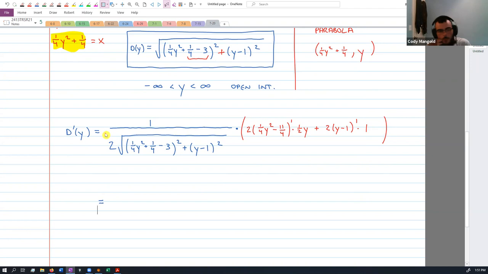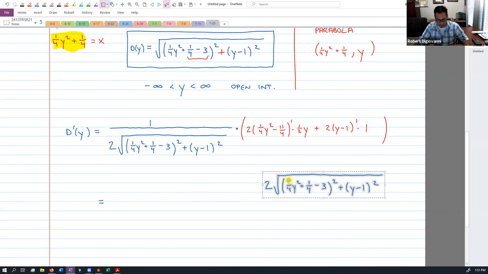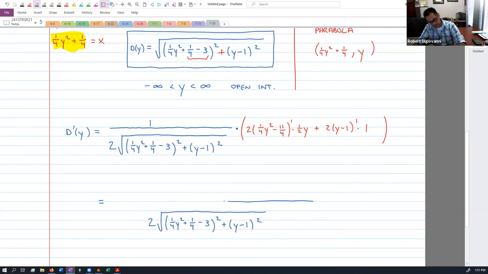I'm gonna take all this. Okay, I have a big division bar here. Let's see if we can clean up. All of this goes on top. So do y'all see that this 2 and this half go away? That 2 and that half go away. And then I can distribute the y through here. So I should get 1/4 y cubed minus 11/4 y plus 2y minus 2. So that's just me distributing that 2 through.